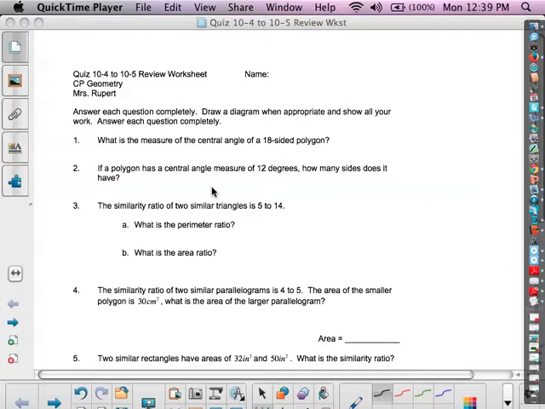Okay, let's start the 10-4, 10-5 quiz review. Remember, the quiz is tomorrow. So let's take a look at these problems on the review.